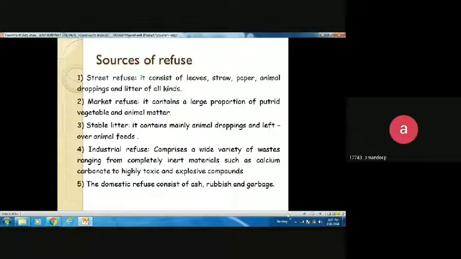Sources of refuse. First, street refuse. It consists of leaves, straw, paper, animal droppings, and litter of all kinds. Number two, market refuse. It contains a large proportion of putrid vegetables and animal matter. Number three, stable litter. It contains mainly animal droppings and leftover animal feeds. Number four, industrial refuse comprises a wide variety of waste ranging from completely inert materials such as calcium carbonate to highly toxic and explosive compounds. Number five, the domestic refuse consists of ash, rubbish, and garbage.